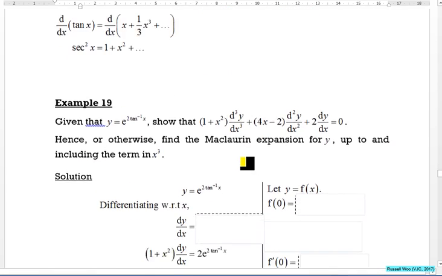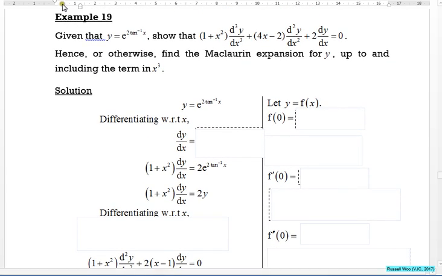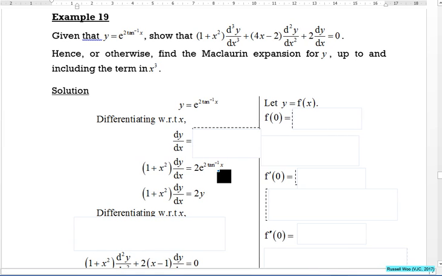Example 19. I know it's a bit dry, but never mind. By now you all know already, it's not difficult. Okay? But we still have to do it, no choice.